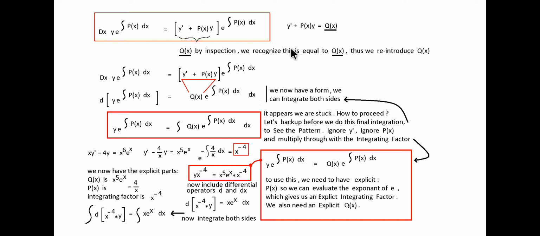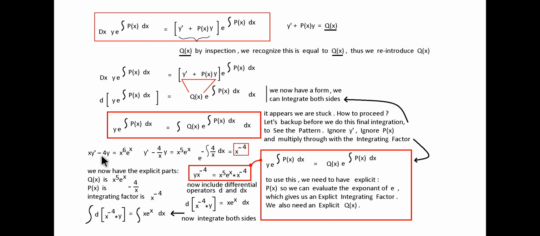So really, if we forget y prime and ignore p of x, and all we have left is y equal q of x, we can multiply both sides by the integrating factor. Y times the integrating factor equals q of x times the integrating factor. And that becomes the quickest cheat to use the pattern of the general solution, which is what we have here.